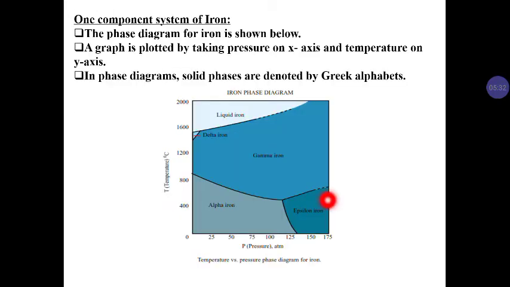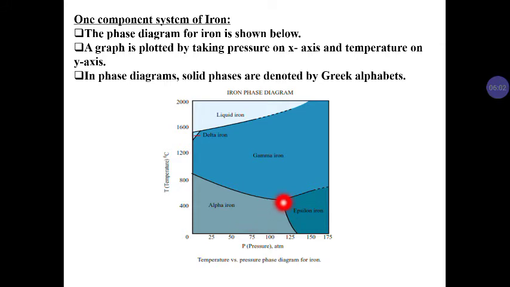Three phase region means this point, exactly this point, where this is one phase, this is another phase, and these three phases are at equilibrium at this particular point. So at this particular pressure and temperature, these three phases coexist. Otherwise, if the pressure or the temperature changes, it goes to a single phase of epsilon, a single phase of gamma, or a single phase of alpha.